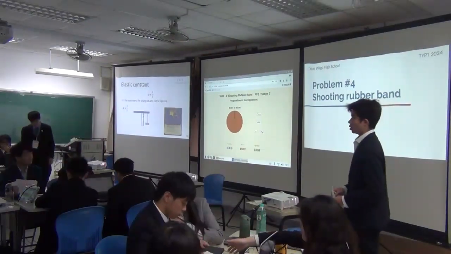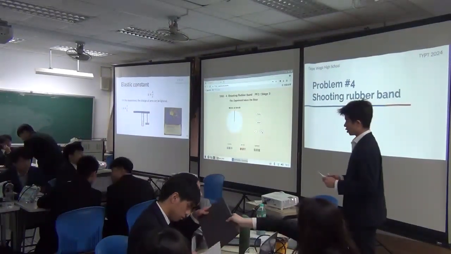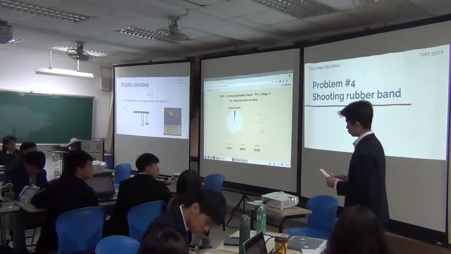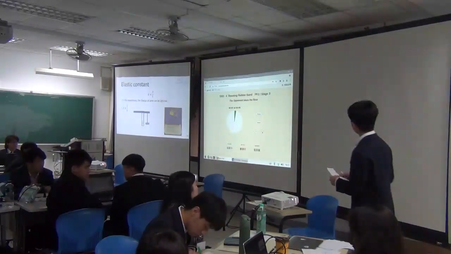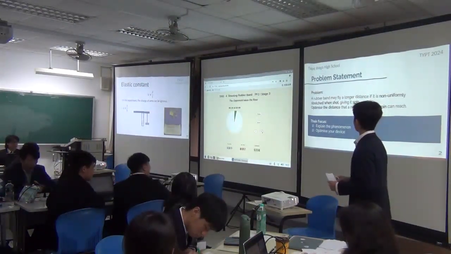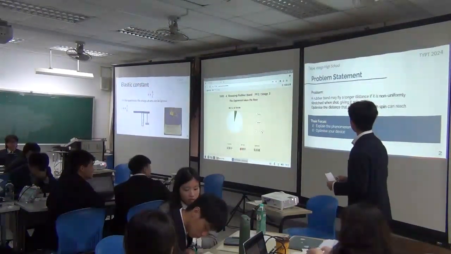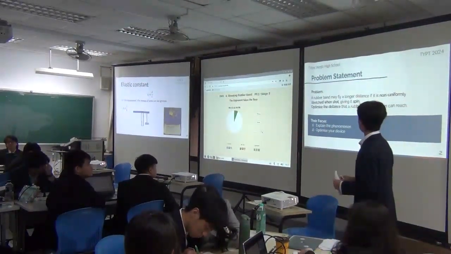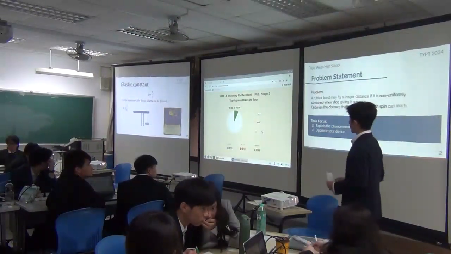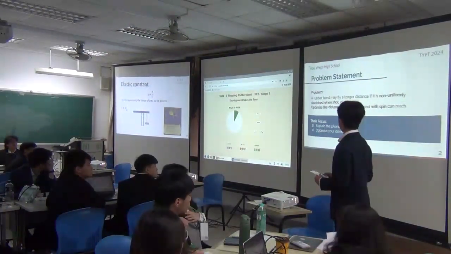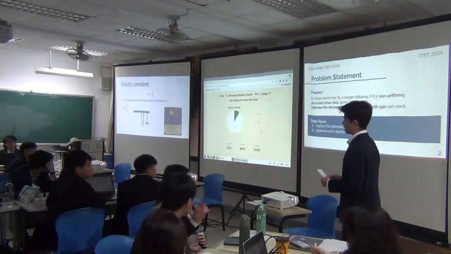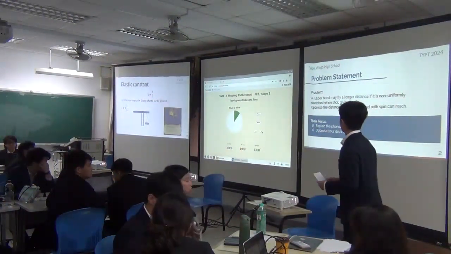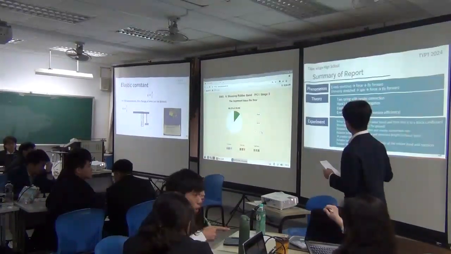Opponent, please take the floor. Honorable judges and worthy opponents, this is Team Me Too opposing the problem of the spinning rubber band. And here's the problem statement. The problem states that we need to optimize the distance that a rubber band with spin can reach. The reporter focuses on the phenomena, and the problem focuses on the explanation of the phenomena and optimizing the distance.